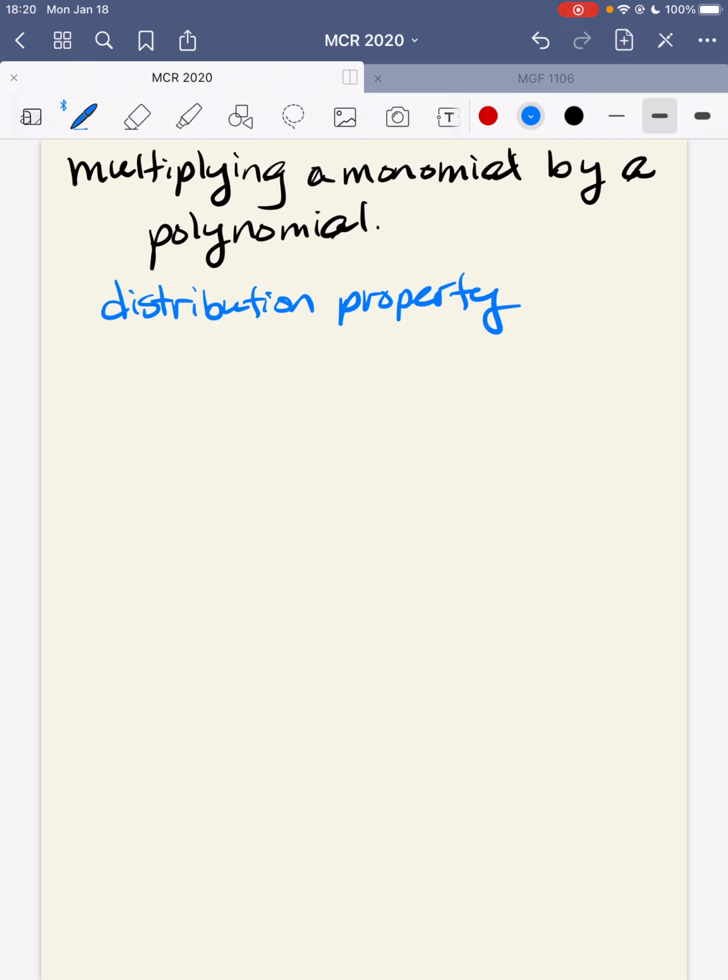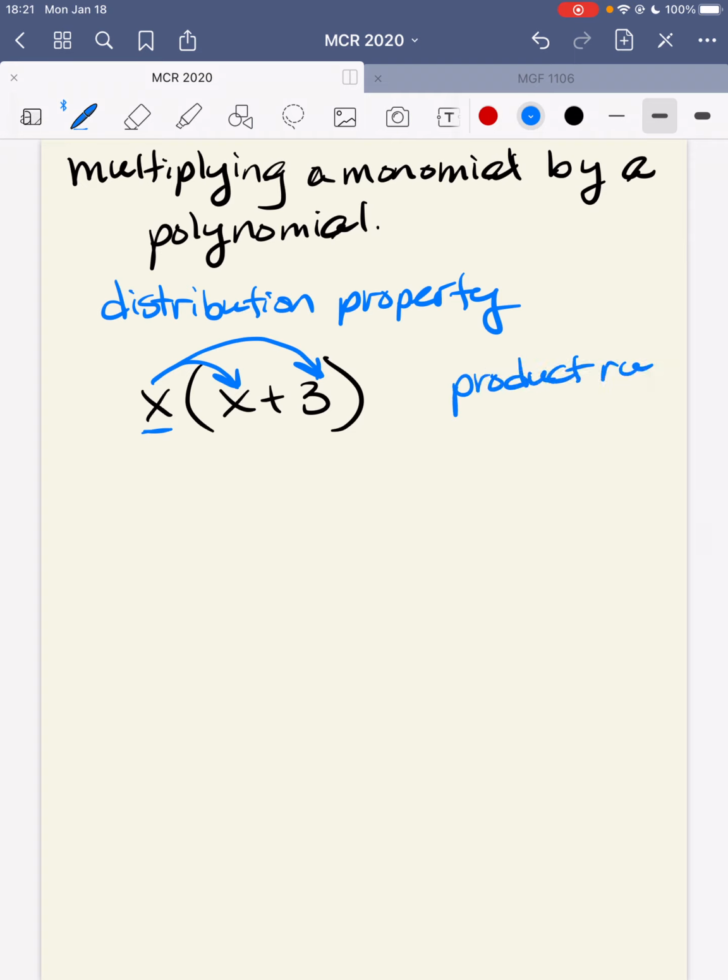All right. And what these are going to look like, we're going to have something like x times x plus 3. Okay. Where what we need to do is take the x here on the outside and multiply it by each piece on the inside strictly using the distribution property. All right. And this is going to follow our product rule. So we don't have any powers on the outside of our parentheses.